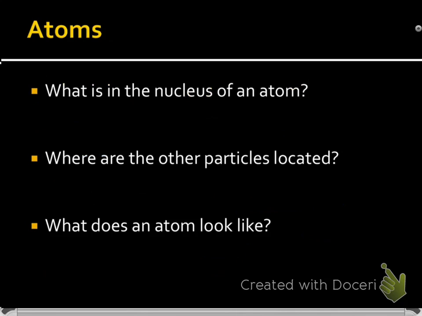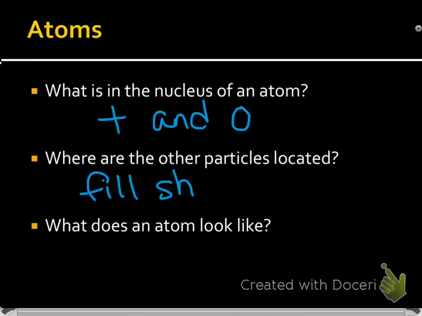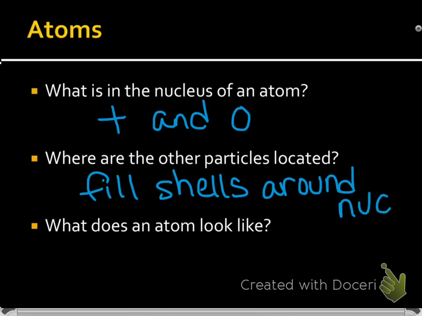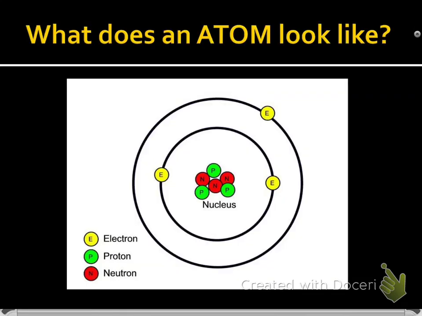So what is in the nucleus of an atom? So we just said it's protons and neutrons, and we'll just use their symbols. And then the electrons fill shells. They're called the outer shells. So they fill shells around the nucleus. Oops, we ran out of room. Should get it. So an atom, what does it look like? We're going to go to the next slide.